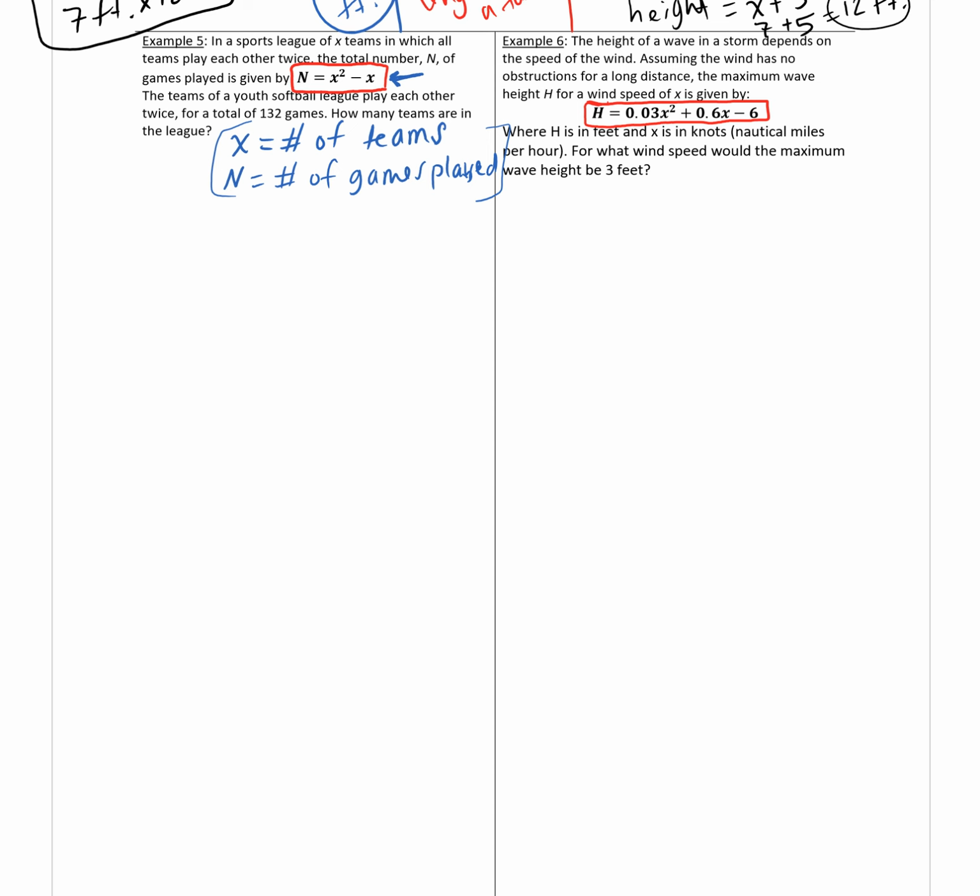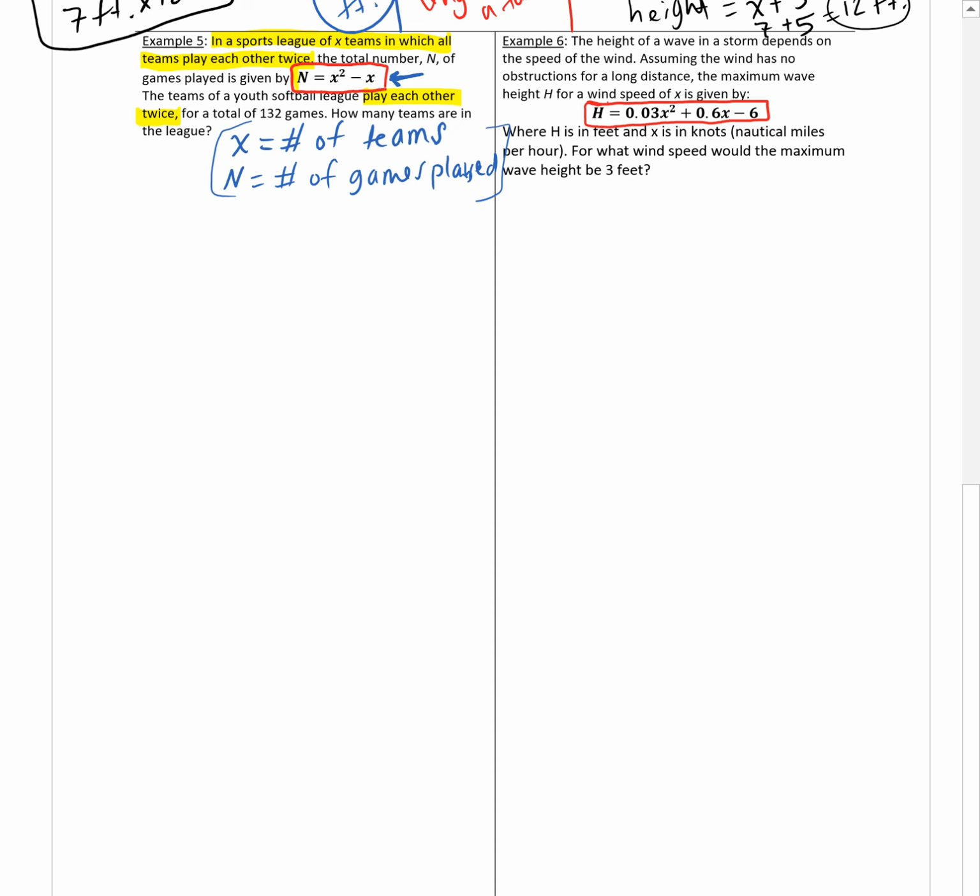So it sounds like you're going to use the information here that they play each other twice. But that's not going to be used. It's really only there to tell you that you're able to use this equation. Because notice in the very beginning they said, in a sports league of X teams in which all teams play each other twice, and so on. This is the equation. So when they say down here they're playing each other twice, they're just letting you know, yes, this is a situation in which you can use this equation, because this equation is only used if each team plays each other twice. Alright, so don't worry about that.